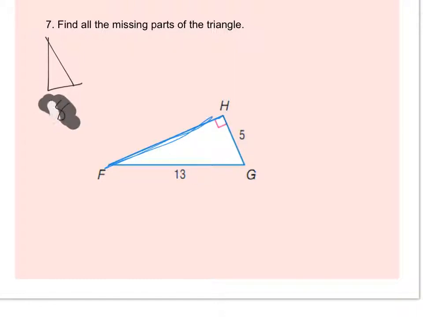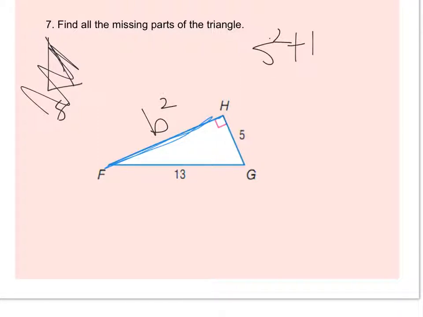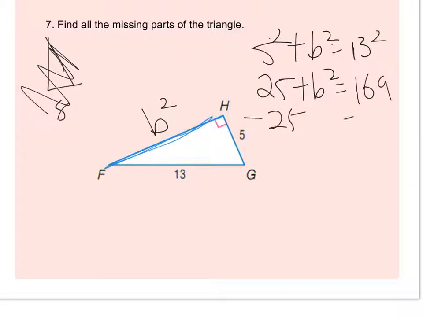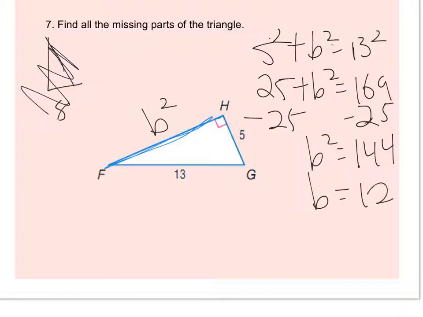Oops, wrong button. You know what? Forget that. Pythagorean theorem. So this is 13, this is 5. I need to figure out b. So that's going to be 5 squared plus b squared equals 13 squared. So that's 25 plus b squared equals 169. So subtract 25, subtract 25. 144. So b is going to equal 12. So b equals 12. So this length is 12.